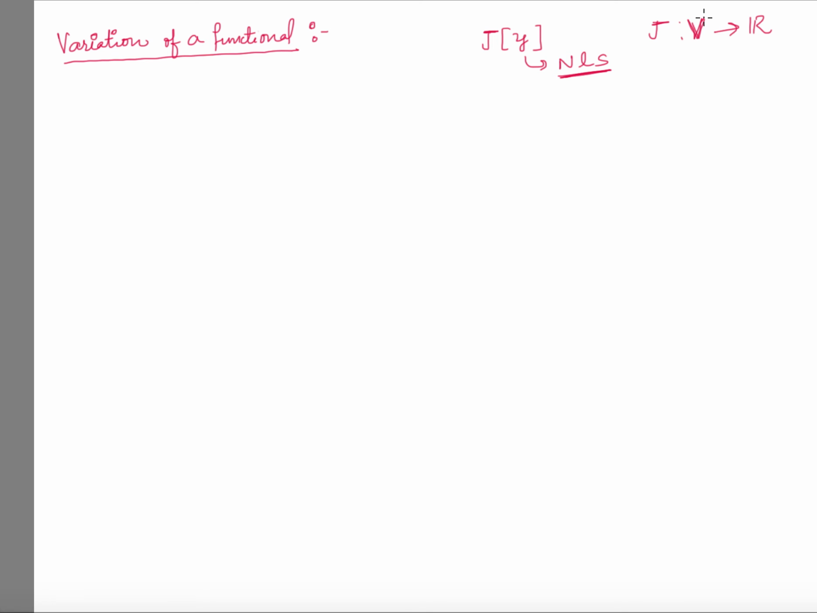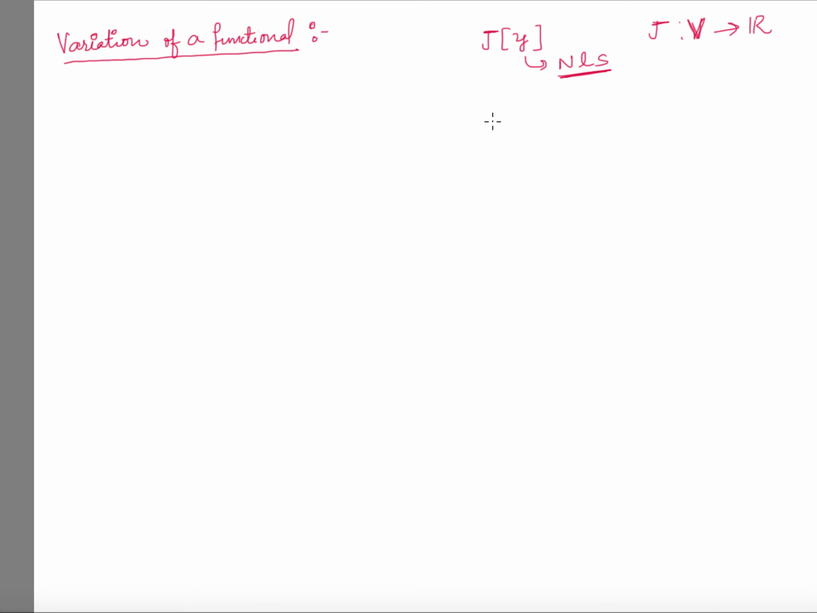We are looking at the variation of a functional. For that, suppose I have this functional J of y, where y I am taking from some normed linear space. In the last video we have seen what a normed linear space is. Basically this functional is from this normed linear space to R. It is taking an element y, these are functions, to R.